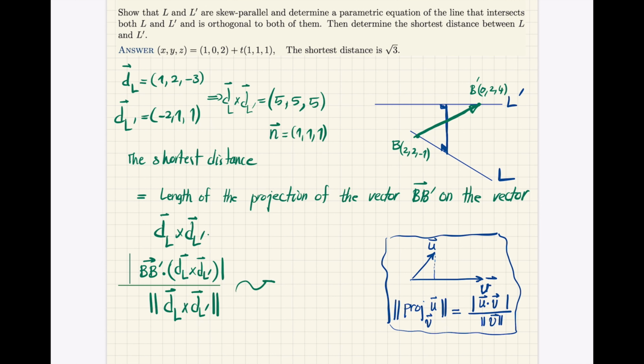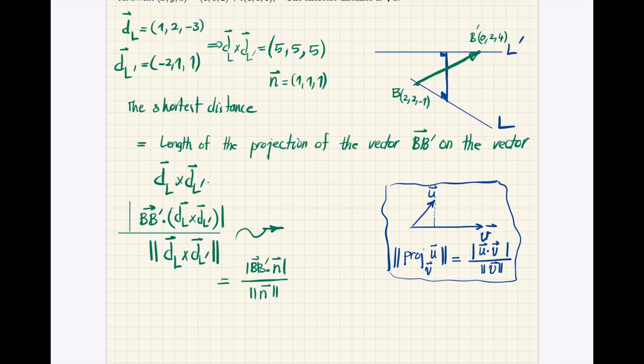So then let me write this formula in this way. So this becomes equal to the absolute value of BB prime dot n divided by the norm of n. Okay, of course you can work with that number, but this is easier. And of course the norm of vector n is equal to square root of 3, 1 plus 1 plus 1. And what I need to do is to calculate BB prime, which is easy here. BB prime is the final point minus the initial point. So it becomes 0 minus 2, which is minus 2, 2 minus 2, which is 0, and 4 minus minus 1, which is 5.